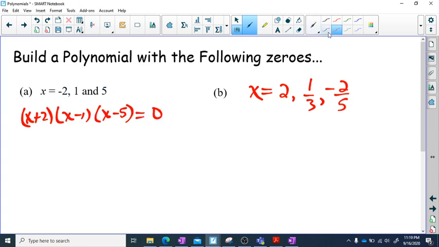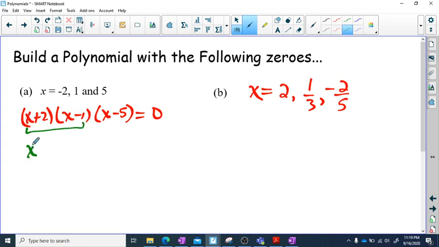What I'm trying to do now is build a polynomial. This is not a polynomial. A polynomial is a series of terms added and subtracted. They're not factors with all positive exponents. So I'm going to pick 2 of them. Let's pick the first 2 and let's multiply.